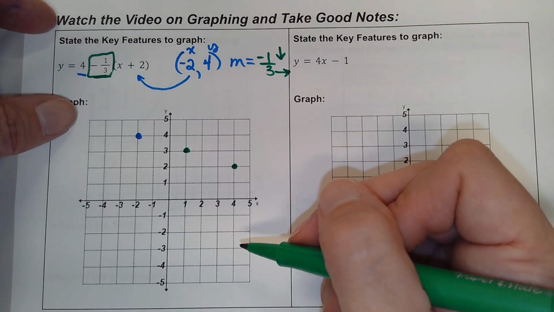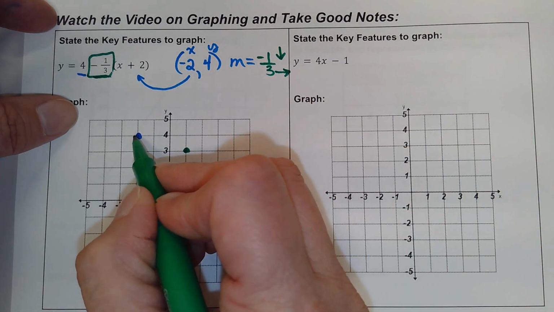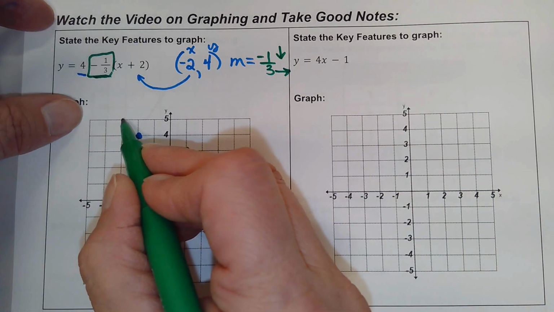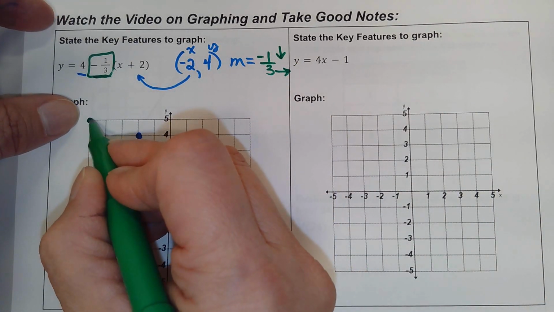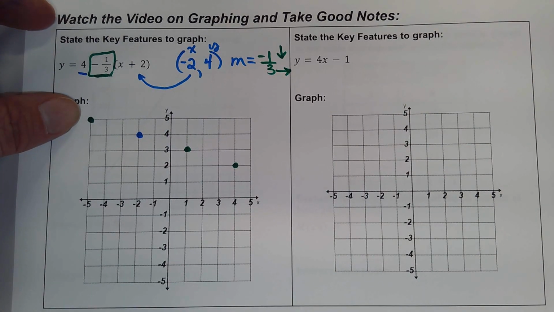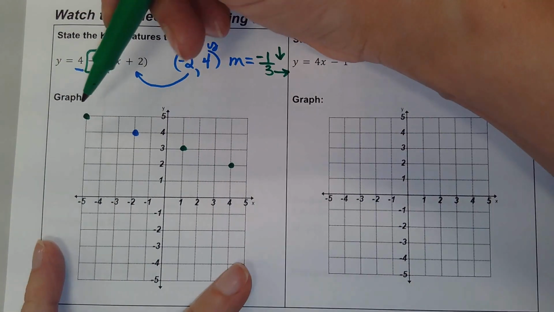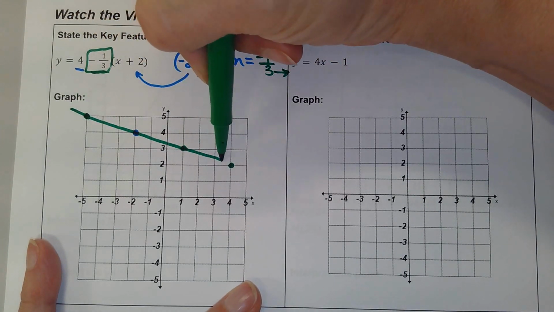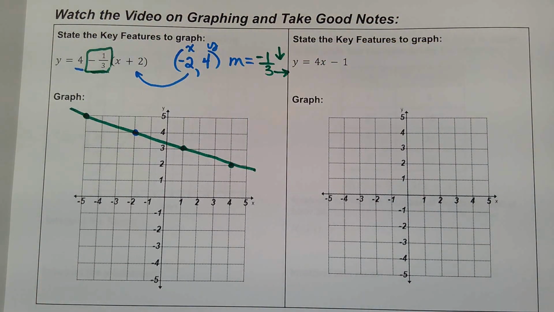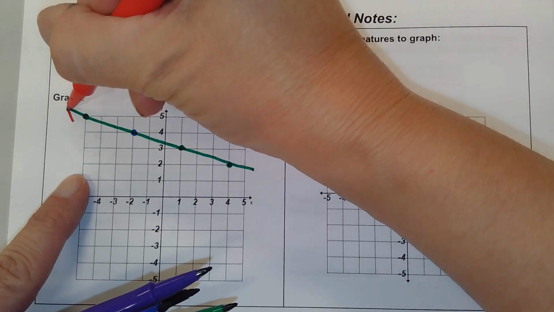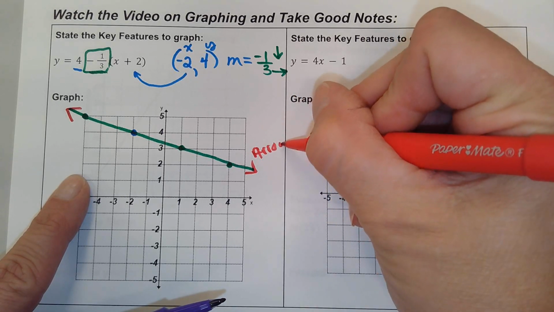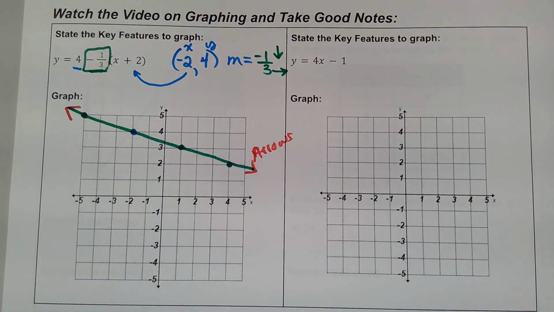Can I go the other way? Let's try. Instead of going down, I'm going to go up and left. 1, 2, 3. Well, look at that. Okay. In order to graph this nice straight line, we're going to connect the points. Okay. Try to use a ruler if you have one. And don't forget to add the arrows, since the graph goes forever.